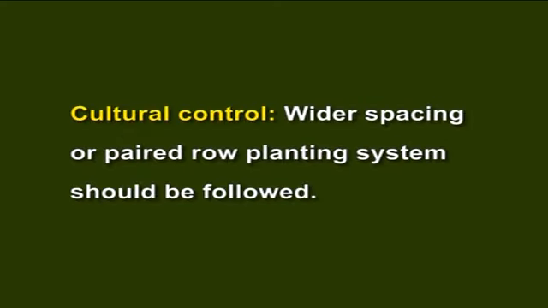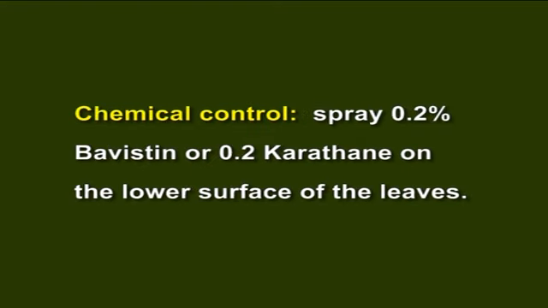The loss due to mildew is around 5 to 10% annually, besides causing depletion in nutritive value. Management. Cultural control. Wider spacing or paired row planting system should be followed. Chemical control. Spray 0.2% bavistin or 0.2% karathane on the lower surface of the leaves.